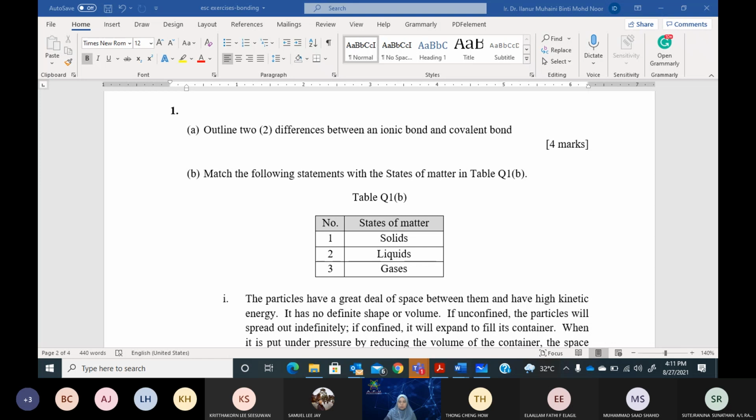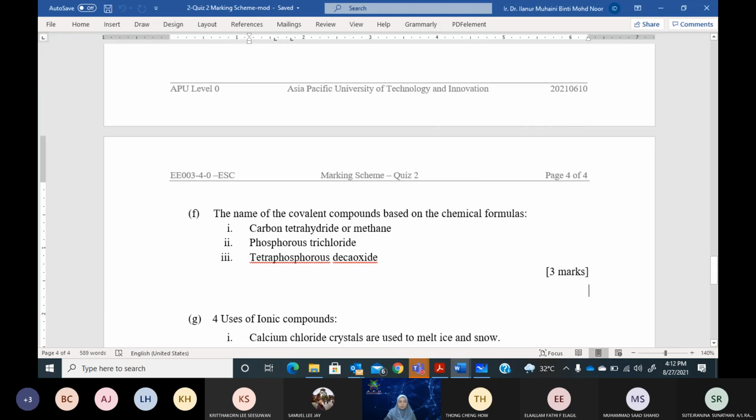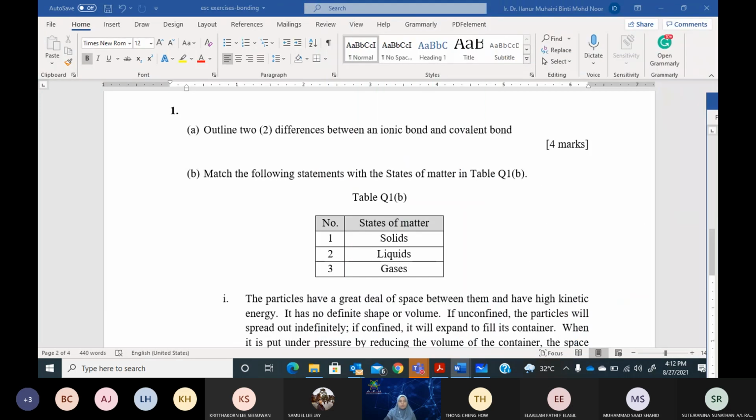There are 14 students today. The rest must try to give an answer also, not only the same guy every time. Anyone who wants to open their video, you can open, because it is boring to just see pictures. Better to see your face.